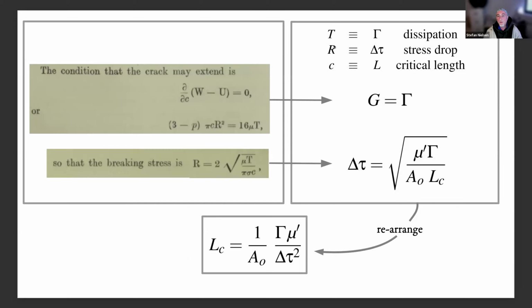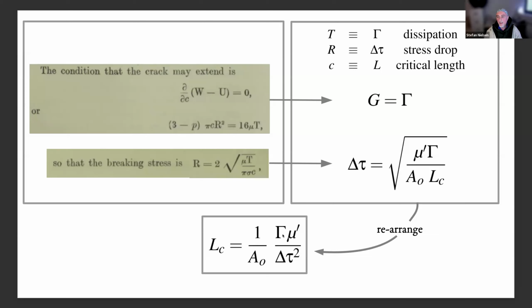So TR and C for Griffith are dissipation, which I call in this talk gamma, stress drop, which I call here delta tau, and L, which is the critical length. In that case, this equation equates to this one: the square root of shear modulus times the dissipation divided by the characteristic length, and then there's a dimensionless shape factor. And if you arrange this, you get the critical length or the critical Griffith crack, which is in a form that is a little more familiar to us, perhaps, which has been introduced by Joe Andrews and others to explain the propagation of rupture in earthquakes.